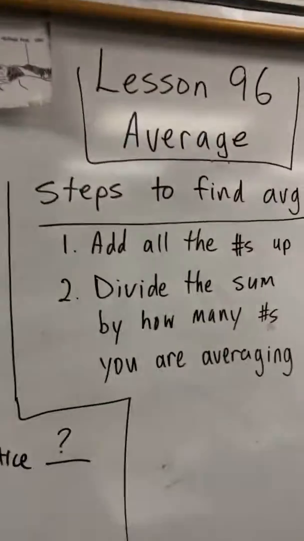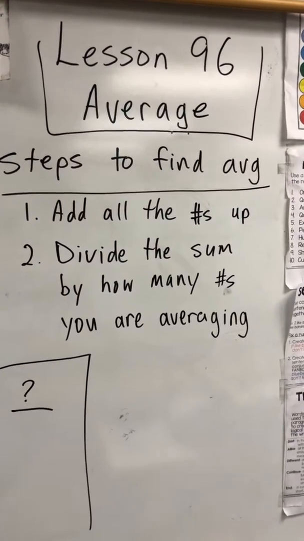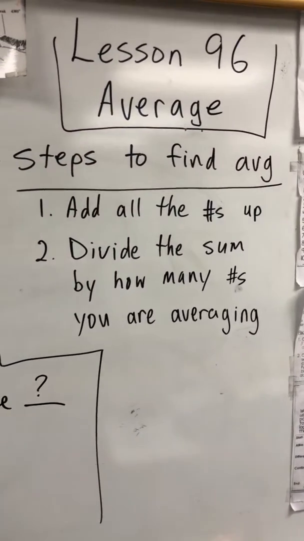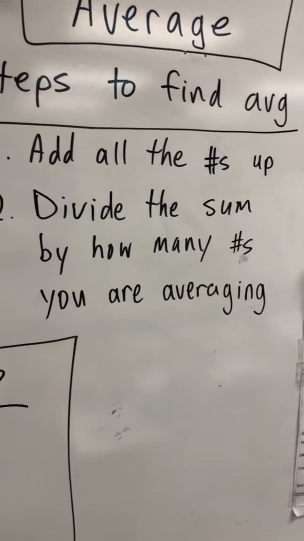So, yes, Sydney, there are a lot of ways in life we use averaging. So, you might ask, well, how do we do that? Okay, I got two simple steps. Step one, add all the numbers together, or all the numbers up. Step two, divide by how many numbers you are averaging. So let's see how this works. All right.